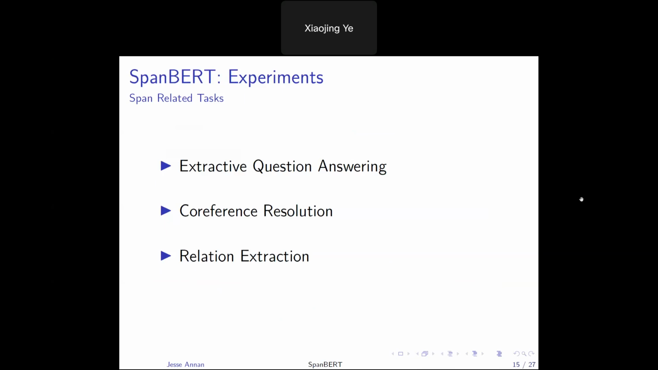Then we move on to relation extraction. So relation extraction is also a very difficult task. It tries to learn the relationship between a subject and an object in your sequence. So in my second sentence here, Jesse was born in Ghana. It would try to learn the relationship between Jesse and Ghana, and would probably predict the place of birth. That is the relationship.